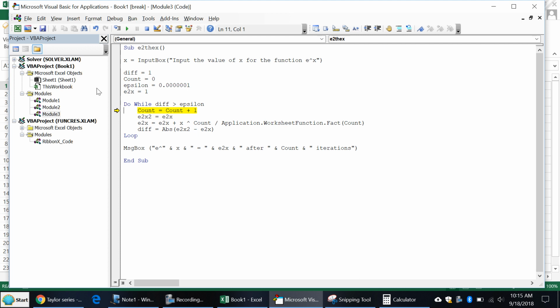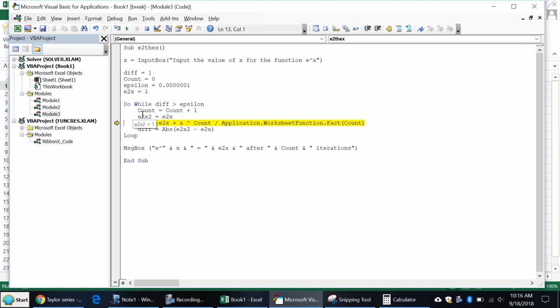I literally could come in here and put diff is equal to 5 times epsilon. And whatever epsilon is, diff's going to be 5 times greater. So it's always going to be greater. So then I just say count is equal to count plus 1. So now count's equal to 1.